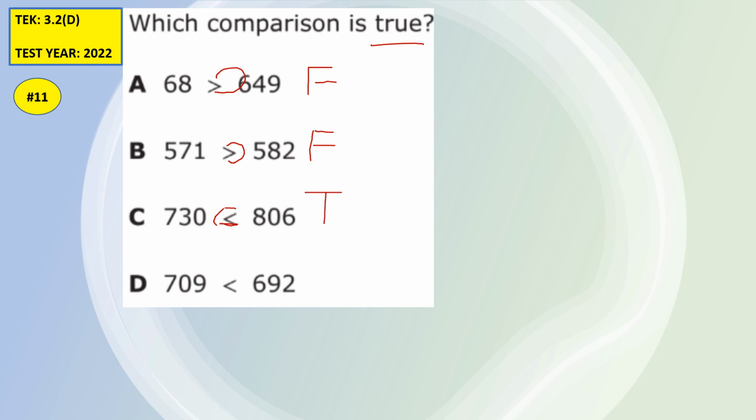And let's look at D. 709 is less than 692. Well, that's not true. That's definitely false. 692 is smaller than 709. So when I look at my little notations next to my answer choices, I only have one true. The question is asking me for the true comparison. So I know that my answer is definitely C.